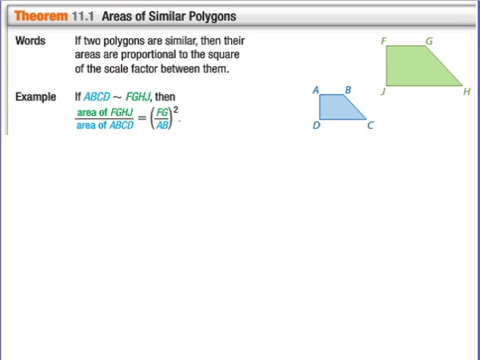The one theorem that we have in this lesson is the theorem for areas of similar polygons. If ABCD is similar to FGHJ, then the area of FGHJ over the area of ABCD is equal to the scale factor, so side FG over side AB would give you the scale factor. So the areas compared as a ratio are the same as the scale factor squared. And that's the important part of this, remembering to square the scale factor in order to use the information from the areas.